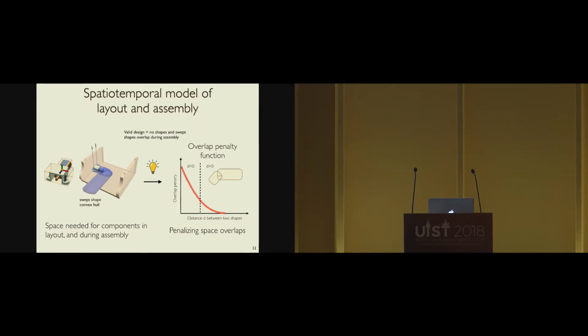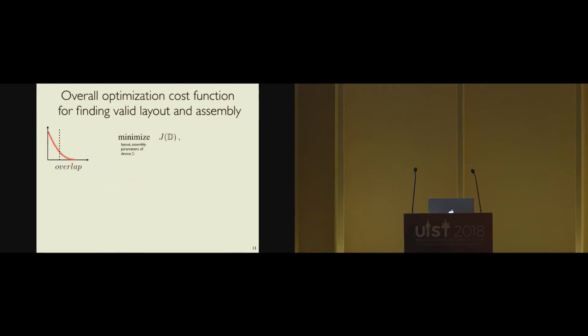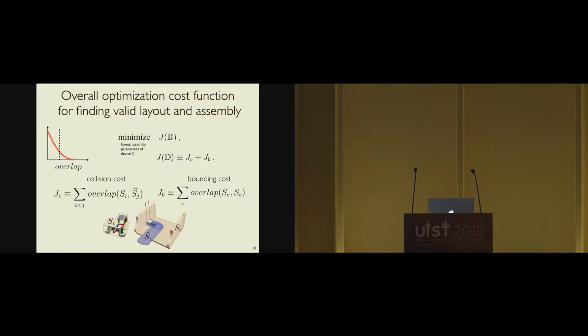Given this overlap penalty function, we can now define an overall optimization cost function for finding valid layout and assembly of a device D. This cost function JD consists of two cost terms, a bounding cost term and a collision cost term, both of which are defined based on the overlap penalty function. The bounding cost term ensures that all the components are bounded within the enclosure, while the collision cost term computes overlaps between the swept shape of each assembling component in the order of assembly denoted by I and other components in the device that have been previously assembled. This ensures that the assembly process and the final layout is free of any collisions.